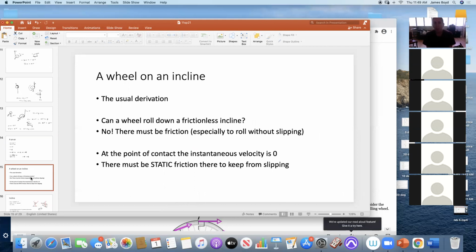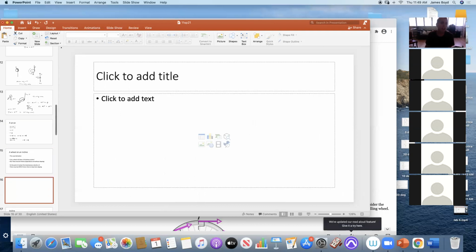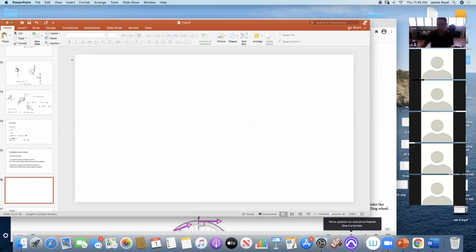So the problem that I wanted to talk about, the problem that's in your book and that's in every physics book, I think, is rolling down an incline. Okay, I'm going to come back to that slide with what was written. But you know how we say that if something rolls down an incline, so it's heading down and it's rolling. Can you roll down a frictionless incline? Will a ball roll down a frictionless incline? And the answer is no. In order for something to roll, there has to be friction. If it's on a surface and it's rolling, it has to have friction.